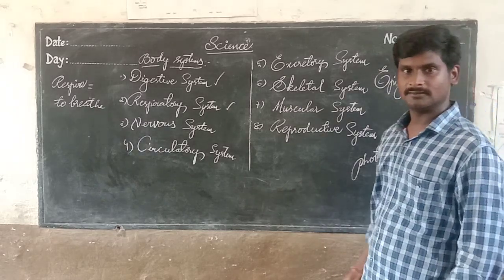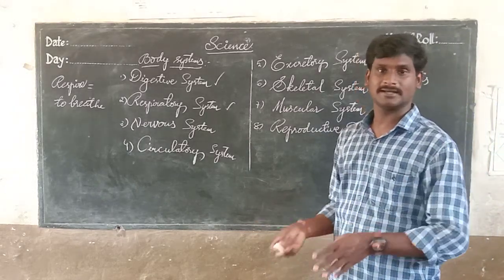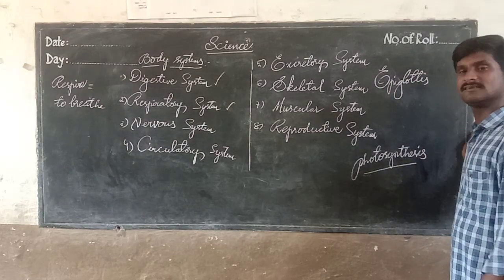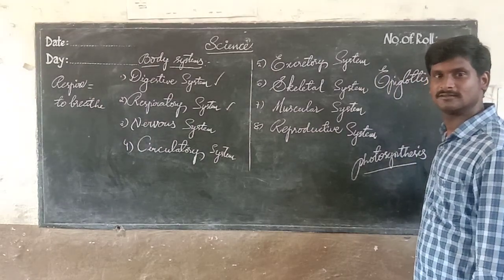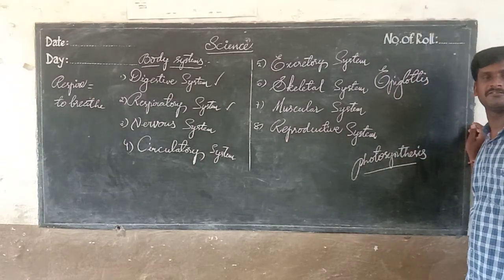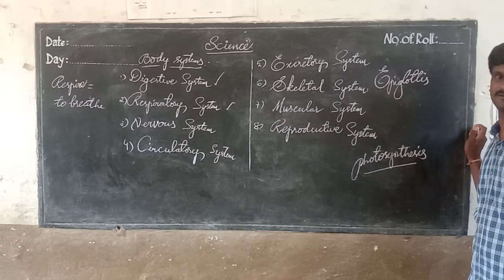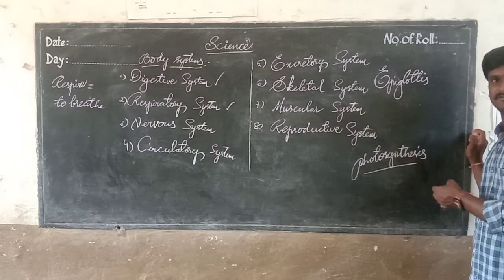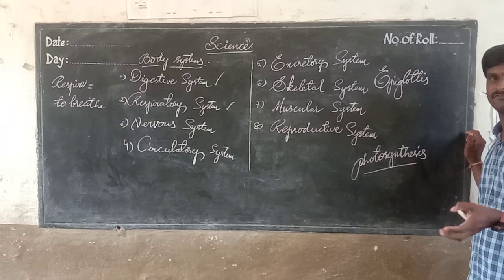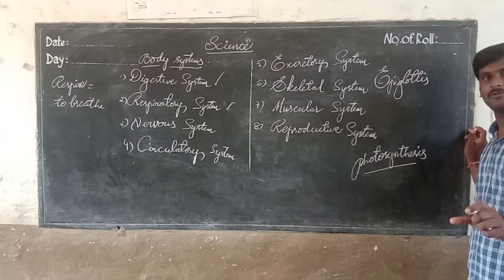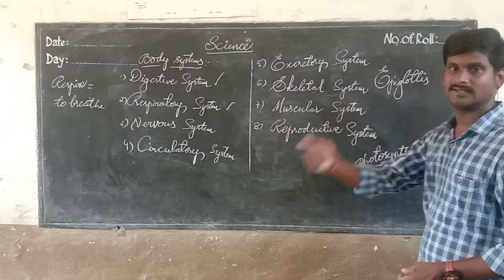Plants take in carbon dioxide and give out oxygen. At the time of photosynthesis, do you know the meaning of photosynthesis? The plants are preparing their food. This process is called photosynthesis. Okay, next class I will tell you. Plants prepare their food by the process of photosynthesis, and in that time they take carbon dioxide and give out oxygen.